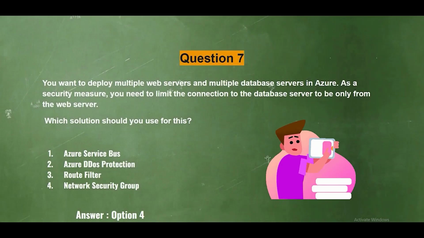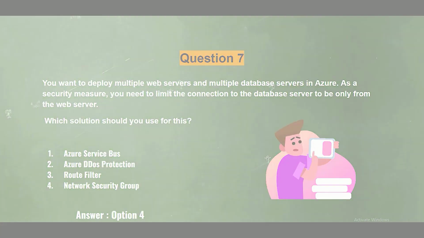Question 7. You want to deploy multiple web servers and multiple database servers in Azure. As a security measure, you need to limit the connection to the database server to be only from the web server. Which solution should you use for this? Number 1, Azure Service Bus. Number 2, Azure DDoS Protection. Number 3, Route Filter. Number 4, Network Security Group. And the answer is option 4.